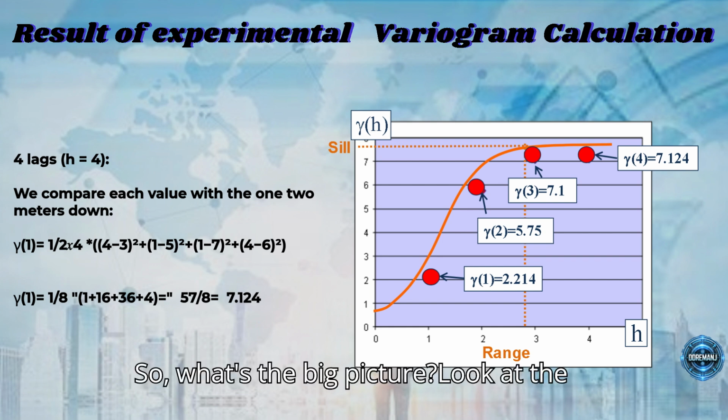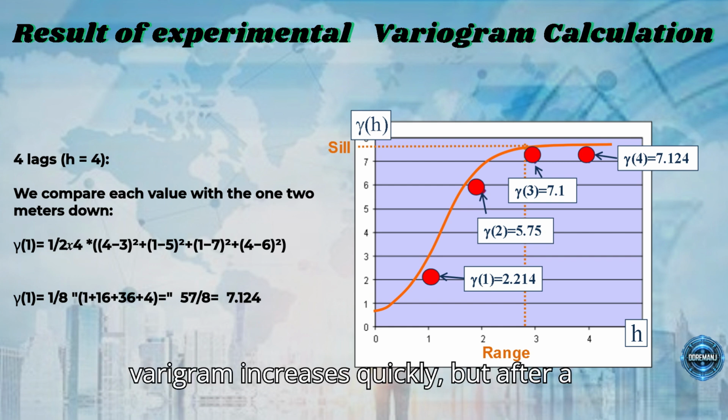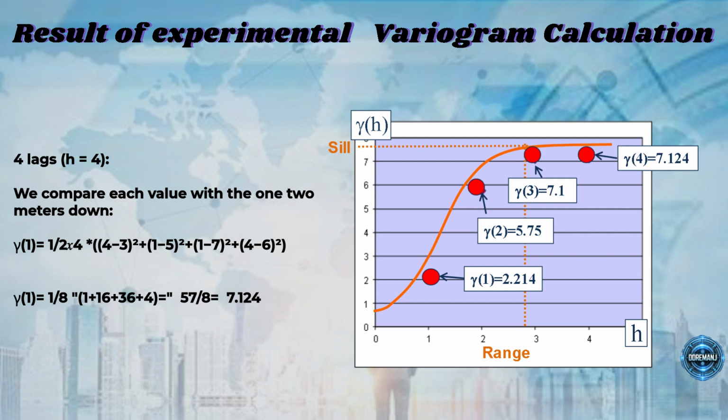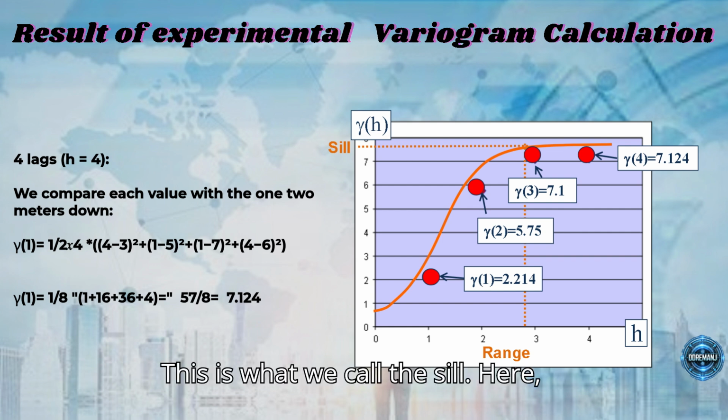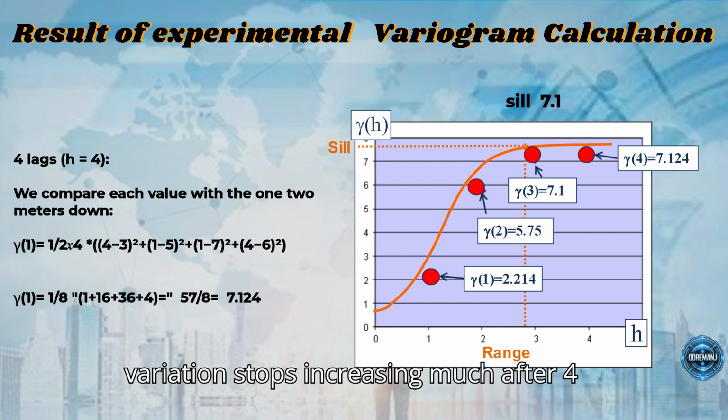So, what's the big picture? Look at the curve. At first, the variogram increases quickly, but after a certain point, it starts to level off. This is what we call the sill. Here, the sill is around 7.1, meaning the variation stops increasing much after 4 meters.